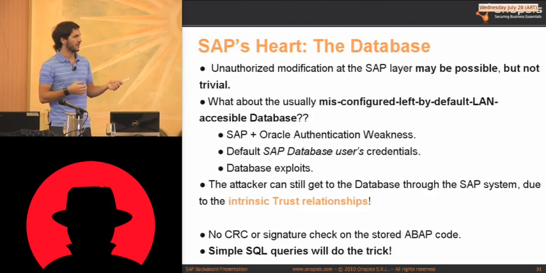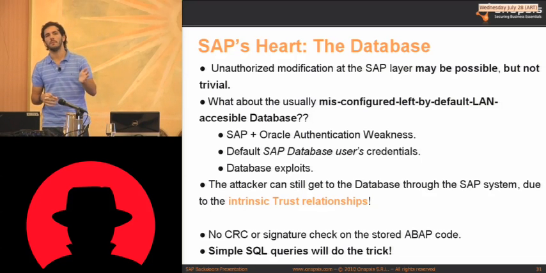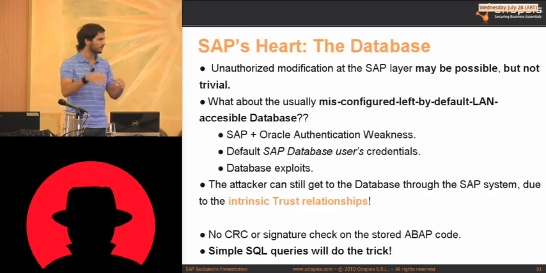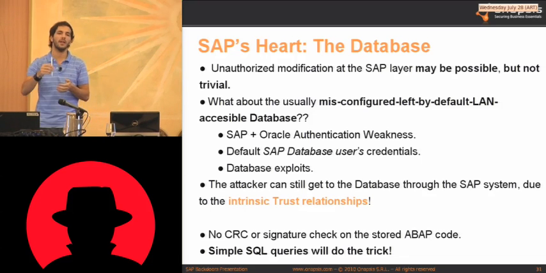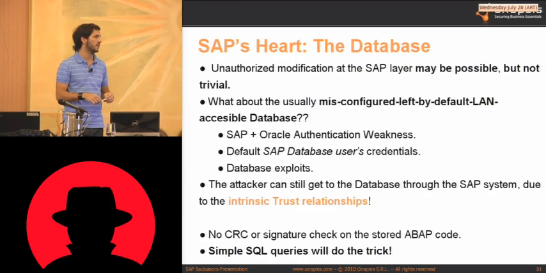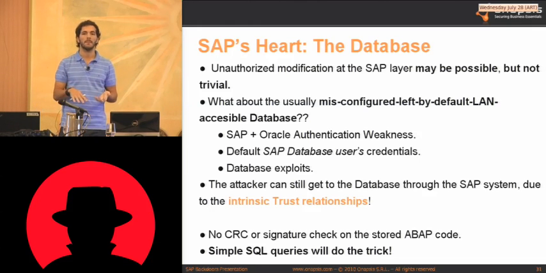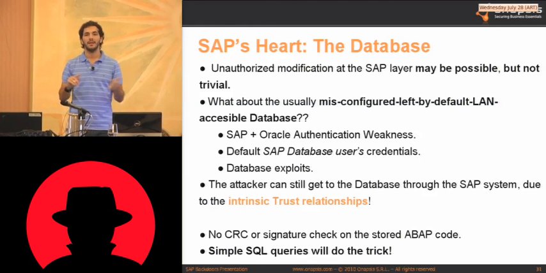And remember, this is important: you may be thinking, oh, no one on my network can get direct access to the database because it's firewalled. As I told you before, if the attacker gets access to the SAP system and its SAProuter, he can go down into the database. So it's pretty much the same. One of the issues is that there is no CRC or signature on the stored ABAP code. So actually, there is nothing that prevents the attacker from modifying the code at the database layer.